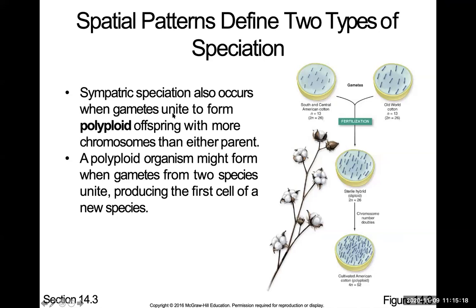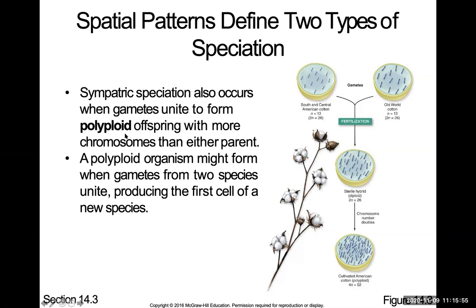So sympatric speciation can also happen when gametes unite to form a polyploid. Poly means multiple chromosomes. So that means offspring with more chromosomes than the parents. So in this example, we have 13 chromosomes in the gamete here, 13 here. They produce a hybrid that has 26, and then something happens and the chromosome number doubles. Now this organism is not able to go back and reproduce or mate with the parent species. It became a different species because of polyploidy.